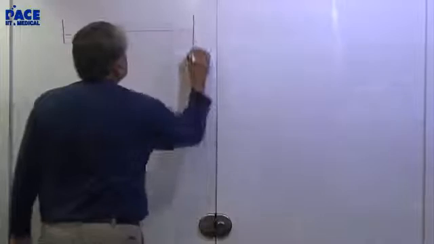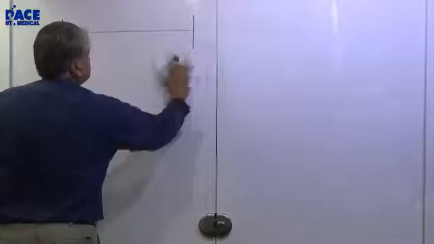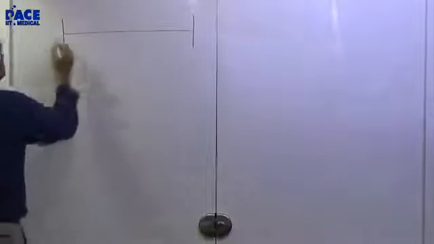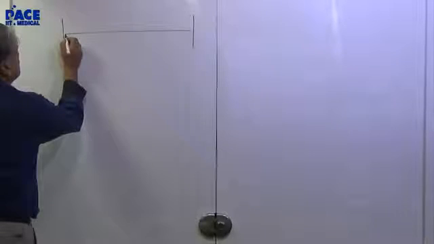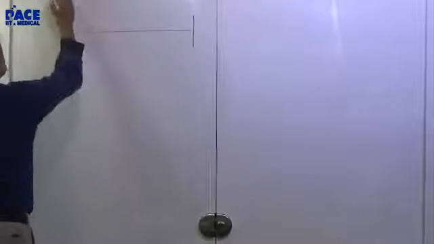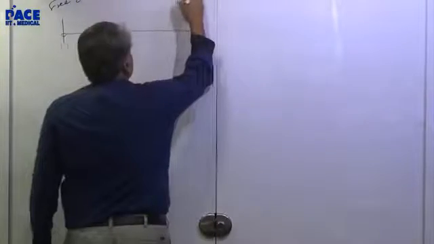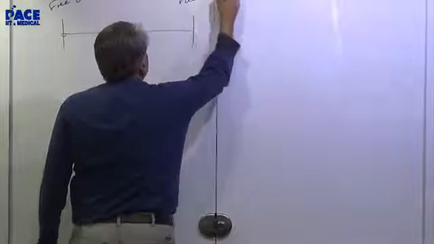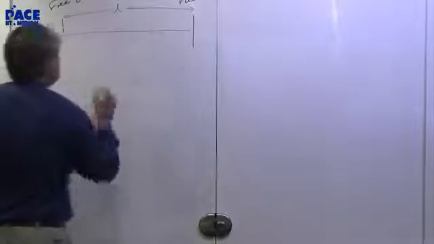Let's say this is a pulse. I'll take this as the free end and this as the fixed end, as you can see, and let's say this is the distance L. The speed of the pulse is c.